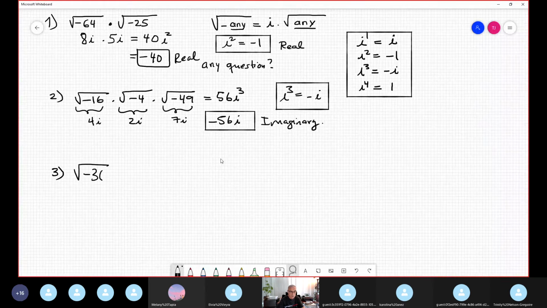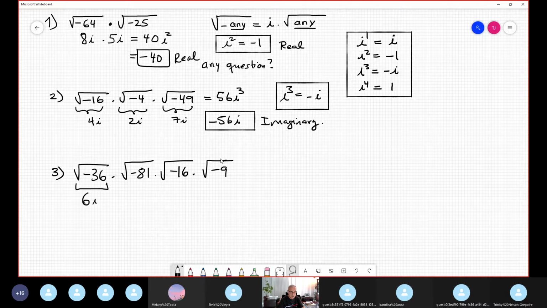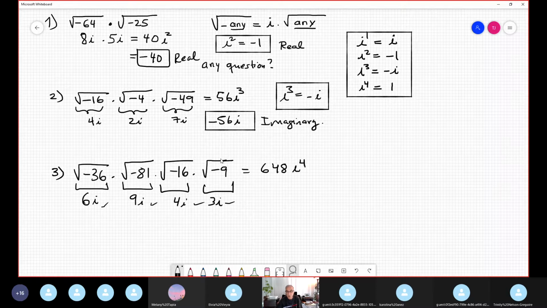Square root of negative 36 times square root of negative 81 times square root of negative 16 times square root of negative 9. You compute separately one by one. This is 6i. This is 9i. This is 4i, because the square root of 16 is 4. And this is 3i. And now your multiplication, I do in my calculator, of course. 6 times 9 times 4 times 3 is 648 i to the 4th power, because we have 1, 2, 3, and 4 i's. Yeah, I know that i to the 4th power is positive 1, and positive 1 is an invisible multiplier. The answer is 648. Done.